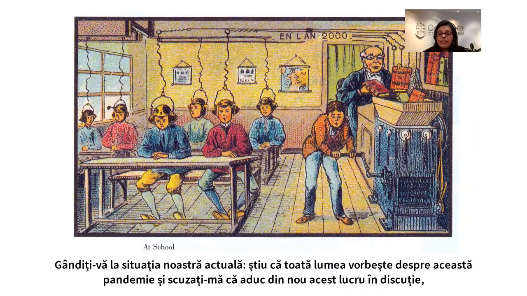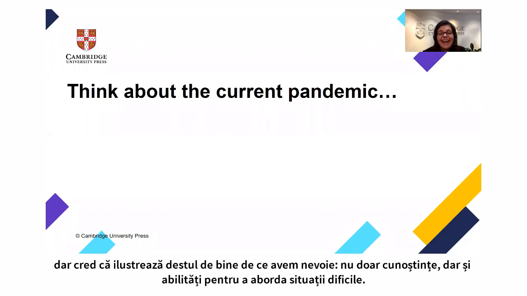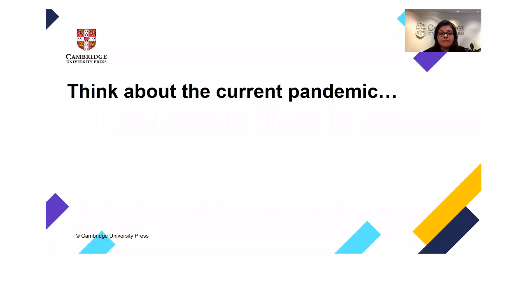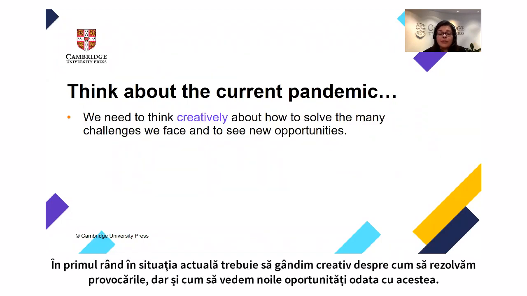So think about our current situation. I know everyone is talking about the pandemic, and apologies for bringing it up again, but I do think it illustrates really well why we need not just knowledge, but skills as well to tackle difficult situations. So first of all, in the current situation, we need to think creatively about how to solve the many challenges that we face, and also to see the new opportunities that it brings with it too.